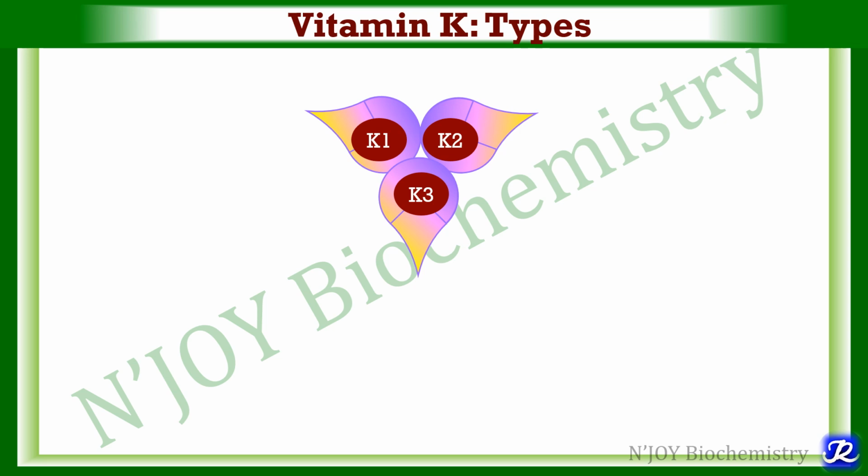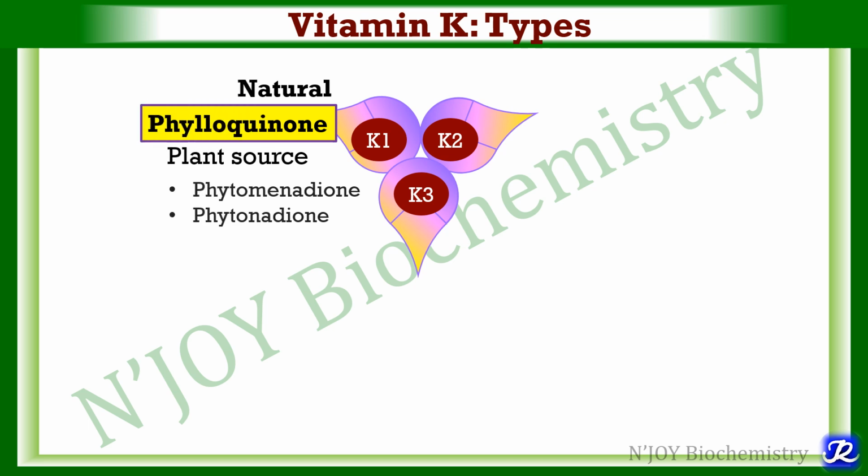There are three forms of vitamin K: vitamin K1, K2 and K3. Vitamin K1 is called phylloquinone. It is the natural form of vitamin K. It is derived from plant sources. The other name is phytomenadione or phytonadione. This is the structure of vitamin K1. So here the side chain has 20 carbons.